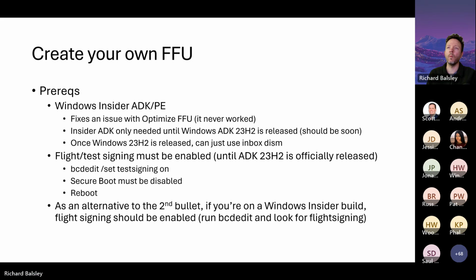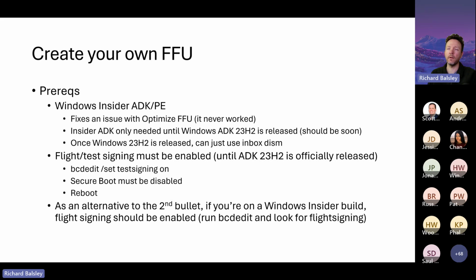But the prereqs to do this are as follows. Because optimize FFU was broken for so long, they fixed it in the upcoming release of Windows that's coming out this fall. Those builds are 25,XXX, so 25,000. In that build branch, that's where they implemented the fix for optimize FFU. That fix is actually in the Windows Insider ADK right now. However, you don't have access to the 25,000 branch unless you are on the Windows Insider preview.